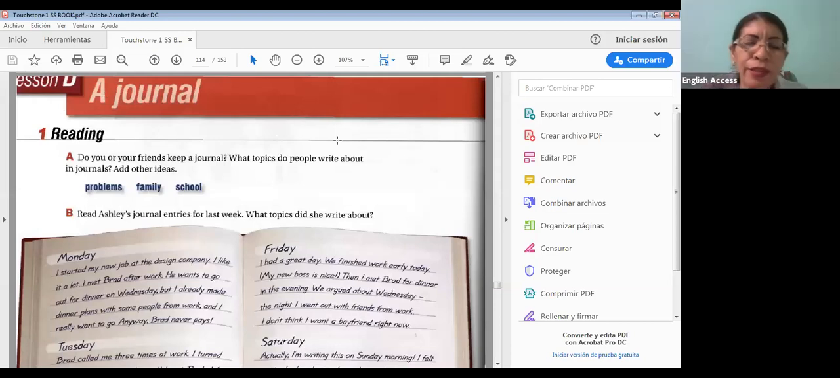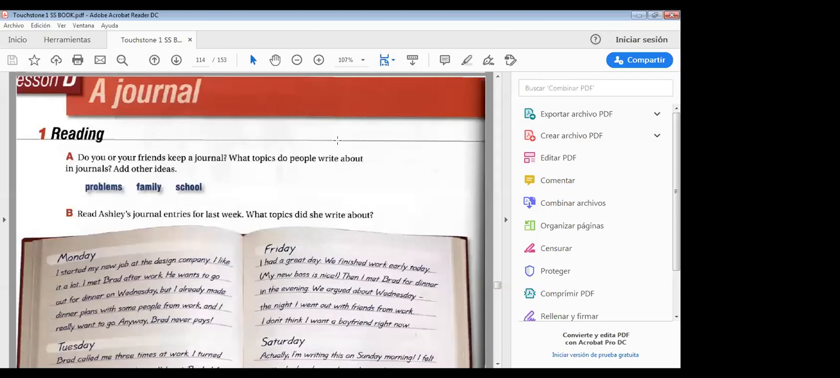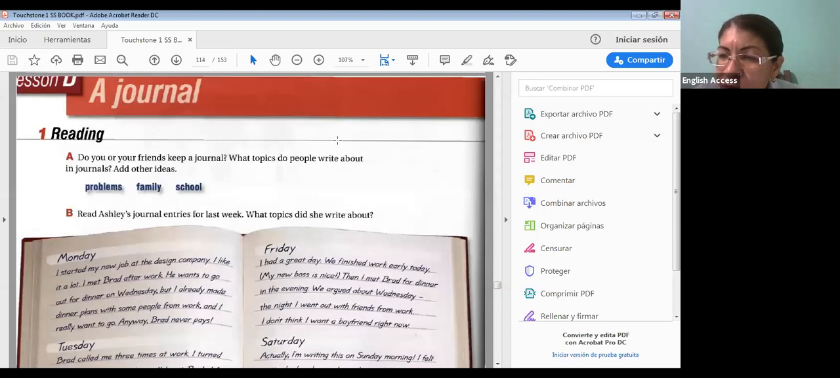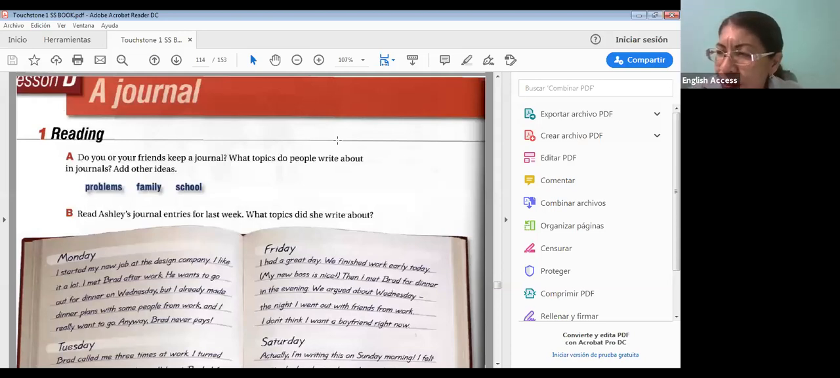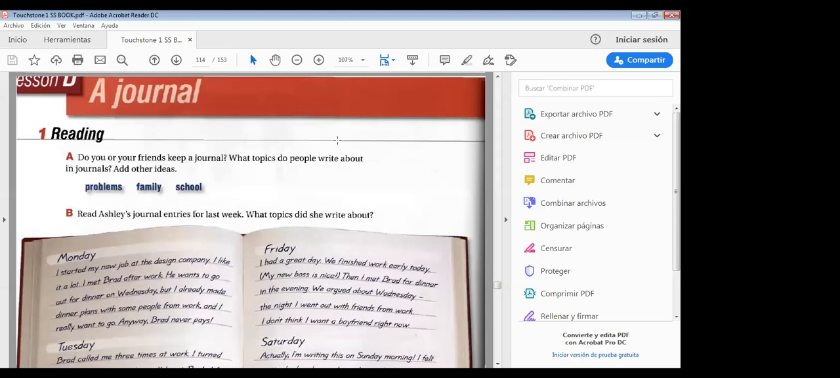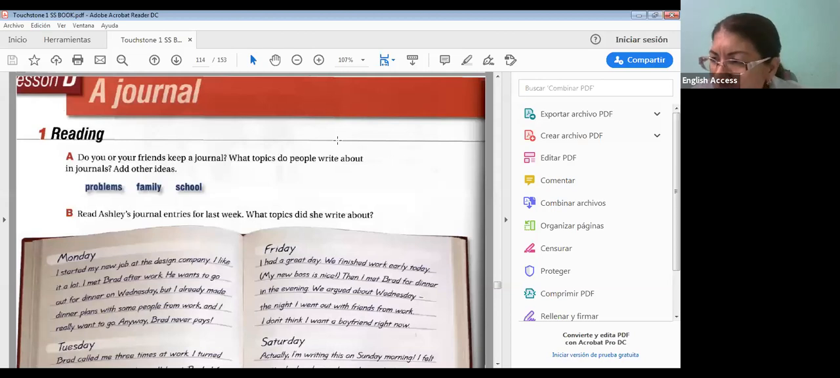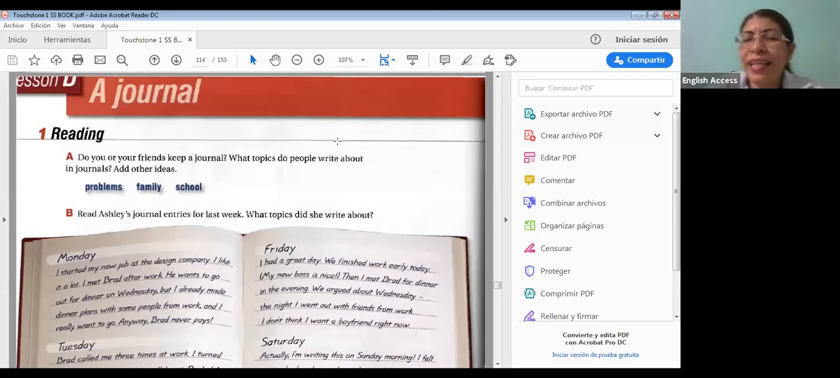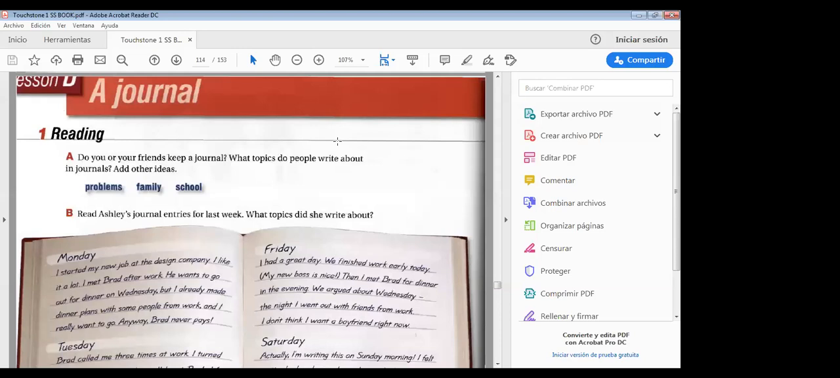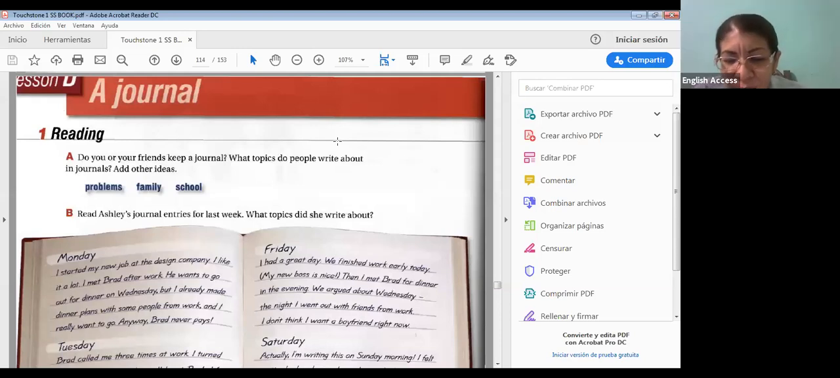This word, a journal, do you know what it is? Yes. Okay, what is it? You can give me an example. Time? Or the day, the week, every day. Do you mean like an agenda? Well, it could be like an agenda, yes, or like a diary.